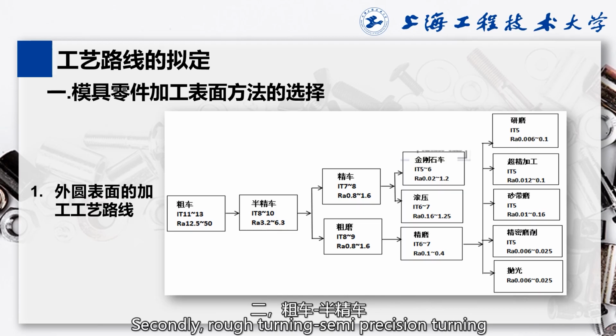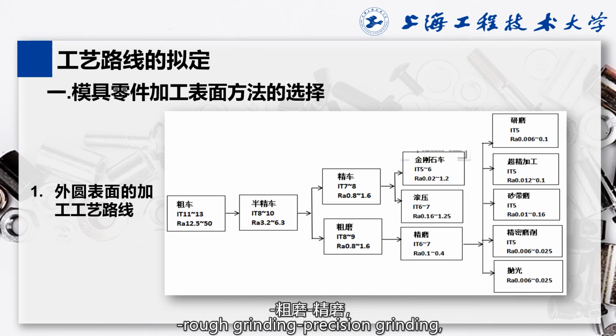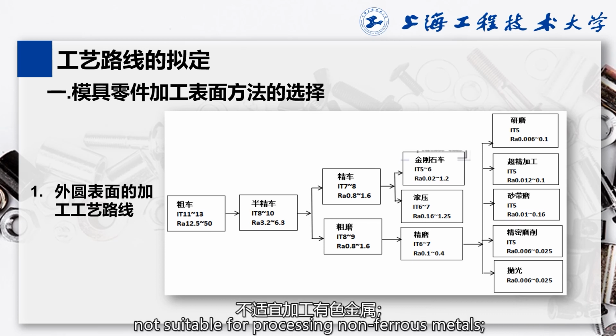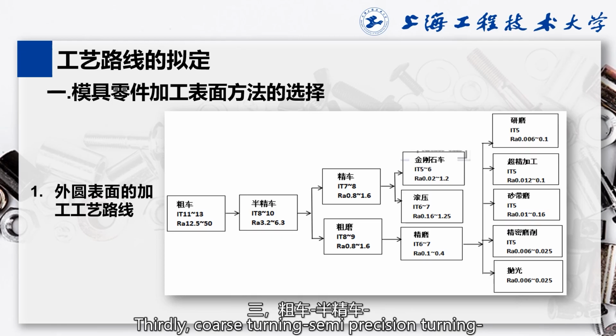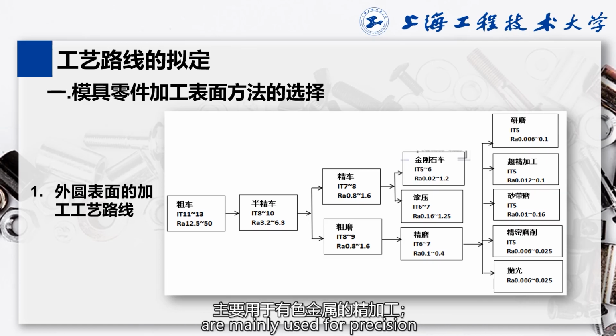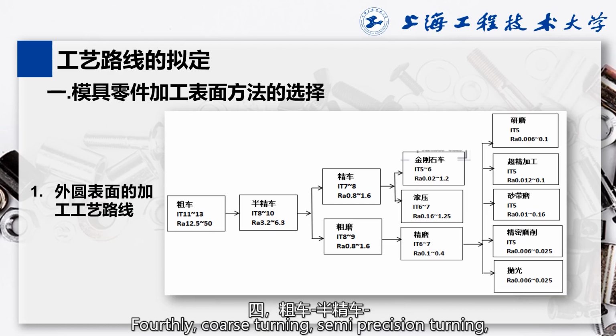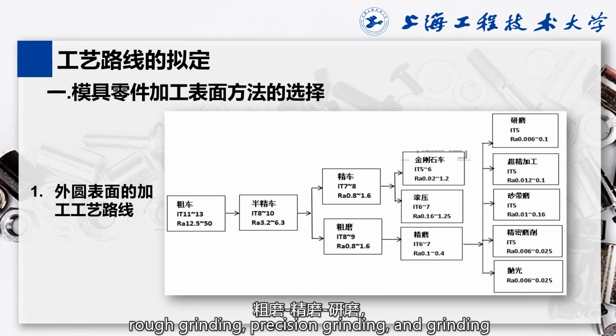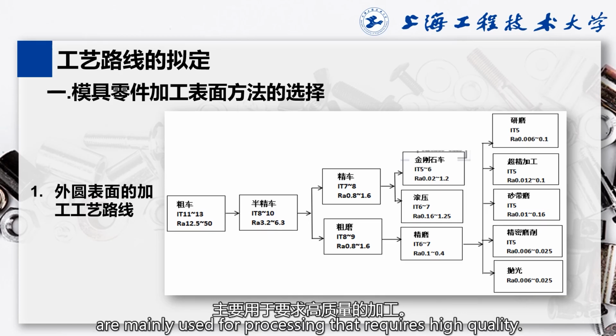Secondly, rough turning, semi-precision turning, rough grinding, precision grinding, mainly used for quenched steel, not suitable for processing non-ferrous metals. Thirdly, rough turning, semi-precision turning, precision turning, and diamond turning are mainly used for precision machining of non-ferrous metals. Fourthly, rough turning, semi-precision turning, rough grinding, precision grinding, and polishing are mainly used for processing that requires high quality.